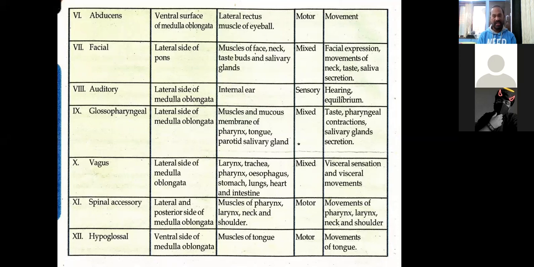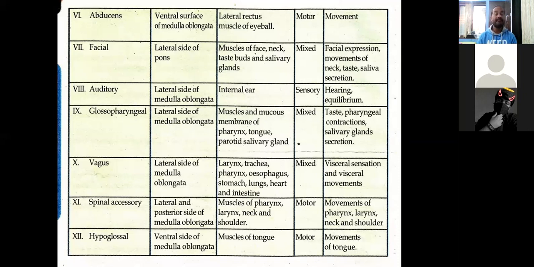Then number 10, perhaps the most important nerve, the vagus. It arises from the lateral side of the medulla oblongata. It innervates the larynx, speech, trachea, the upper part of the respiratory system, pharynx, the initial part of the digestive system, esophagus, alimentary canal, stomach, lungs, heart and intestine. So it is controlling 3 different systems. Number 1, respiratory, number 2, digestive, and at the same time it goes to the circulatory system, the heart.